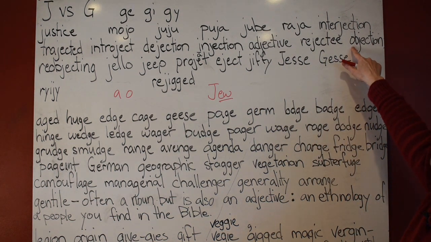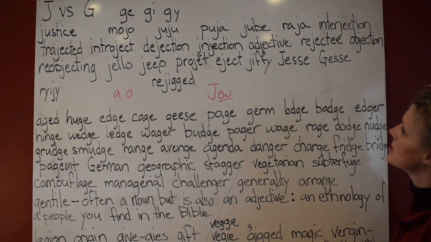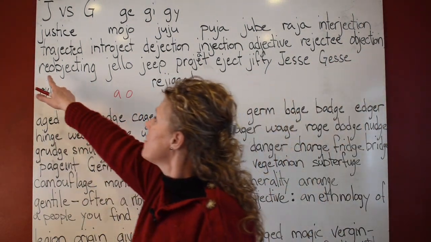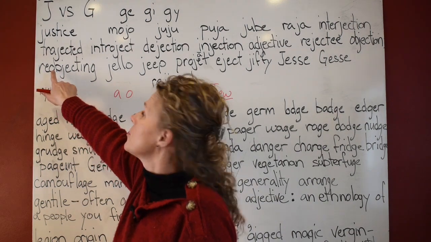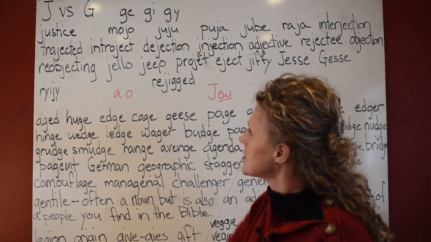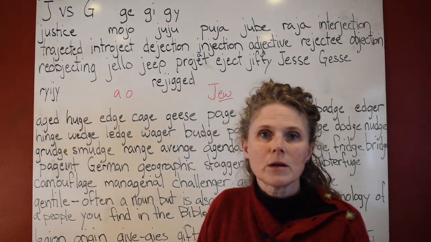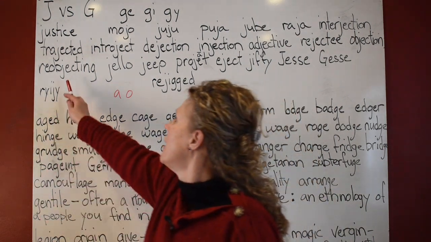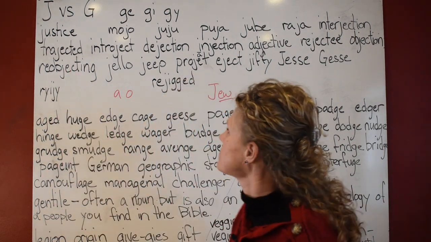Objection: prefix, Latin root, and your suffix. Reobjecting: now you have two prefixes right here. Prefix, prefix, Latin root, and your suffix. So you wouldn't even have to guess, because you've learned, you've memorized, ject is J-E-C-T.